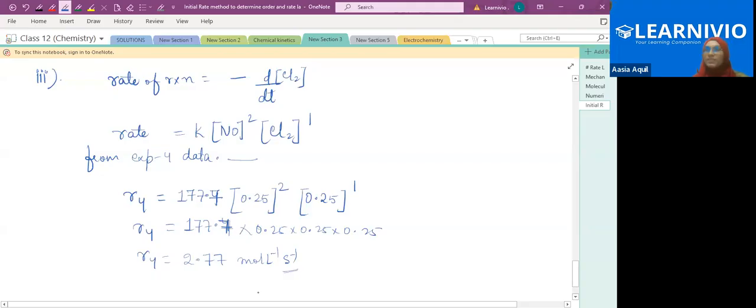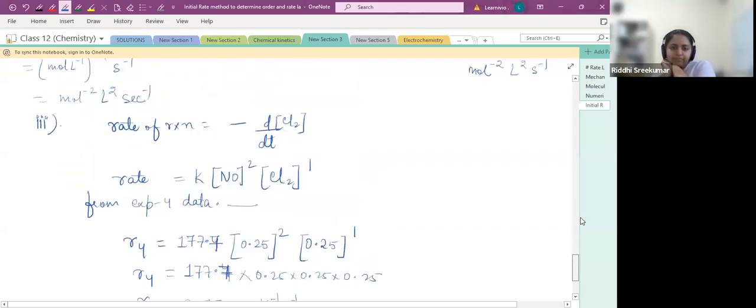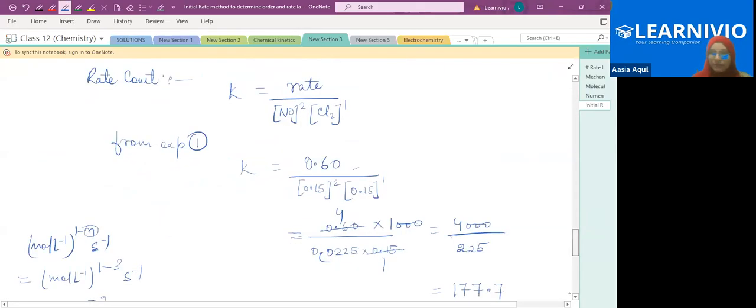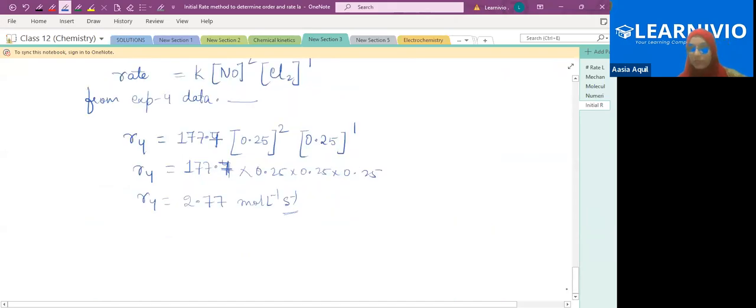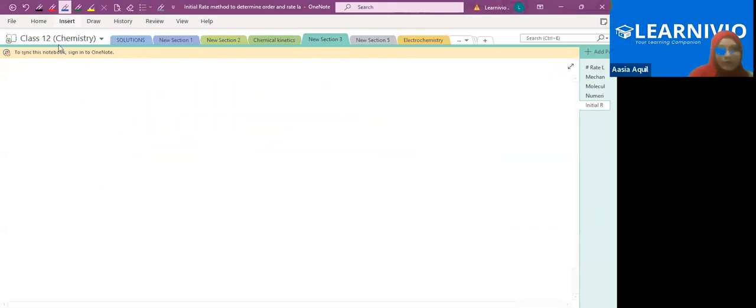But here no information is given, right? So we will use mole per second. But in the tabular form, they will give you something like this is in this unit, so just use that unit for the rate. So is it clear? Now you will do this type of question. Okay, one more question, a little bit different question.